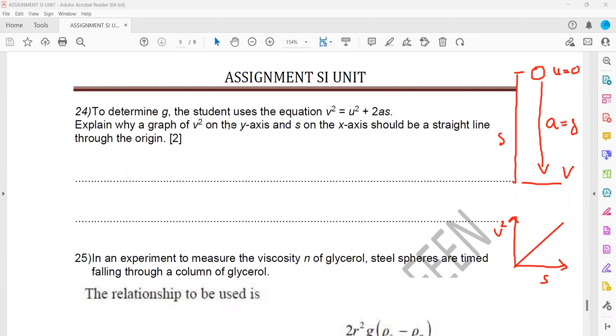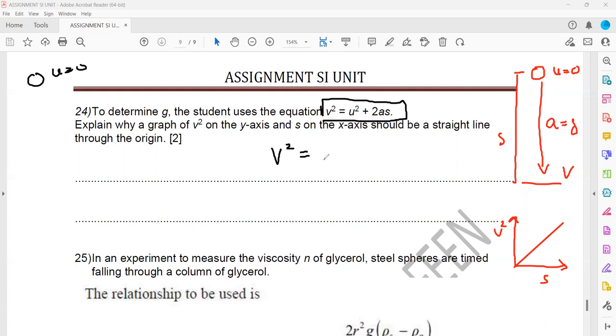So first, for this equation, u will be 0. Why is u 0? Because the object is dropped from a certain height, so the initial velocity is always 0. So if this was the initial equation, v squared is equal to u squared plus 2as, but as u is 0, the equation will turn into v squared is equal to 2as.